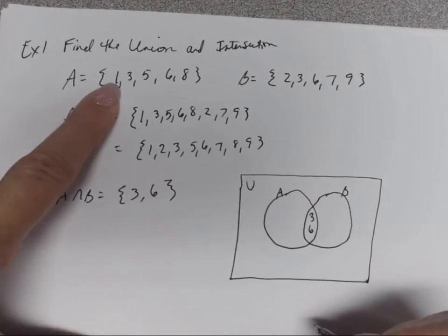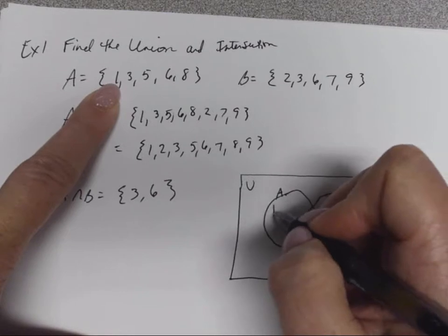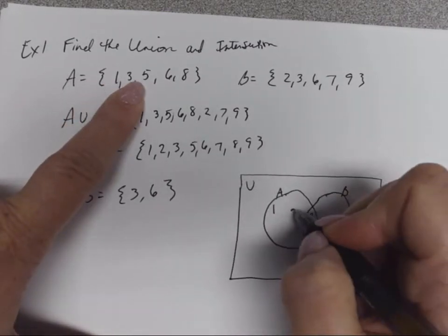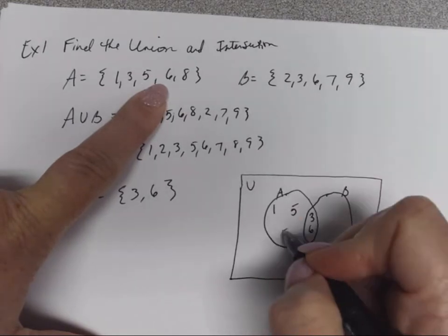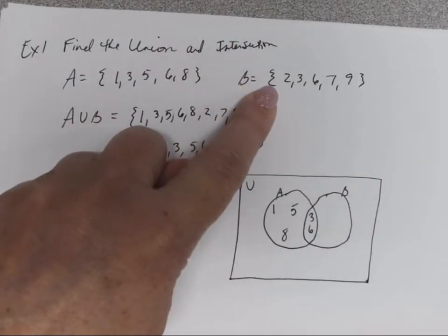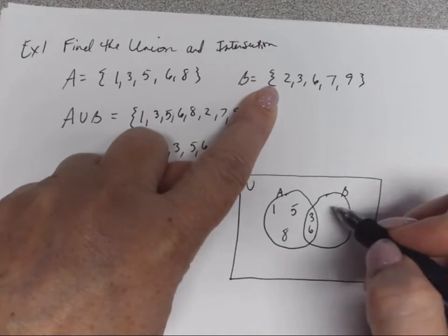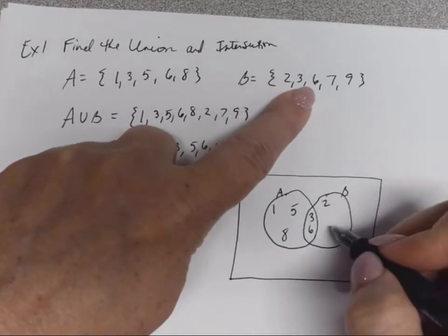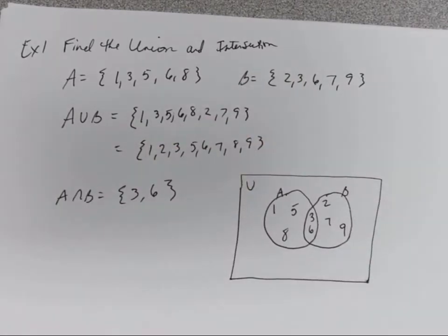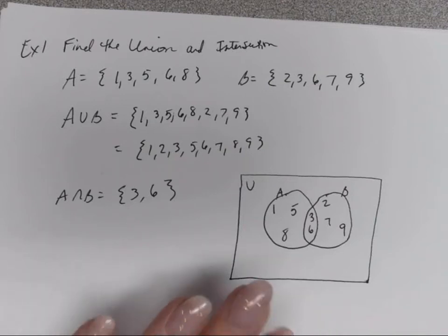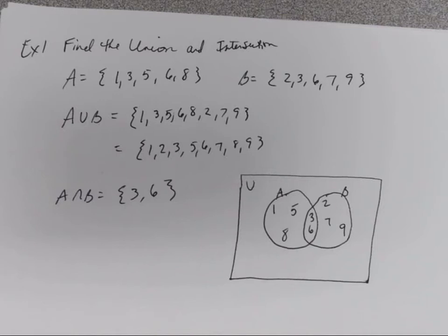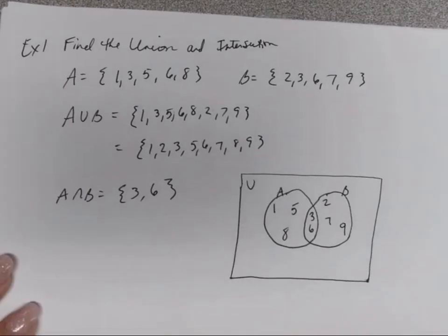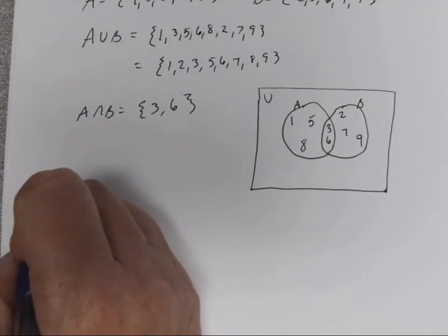Go back and look at 1. We don't have that one. We already have the 3. We need the 5. We already have the 6. We need the 8. And then over here, we can see that we don't have the 2, but we have the 3. We have the 6. We don't have the 7, and we don't have the 9. So that would be a Venn diagram representing our 2 sets with our union and intersection. You need to know the intersection before you can draw the Venn diagram because you need to know what they have in common.